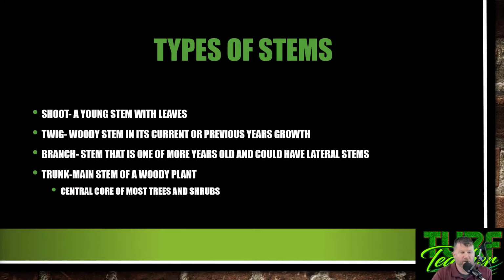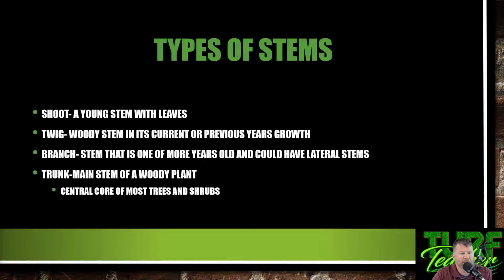Types of stems, we have a shoot. This is a young stem with leaves. A lot of people want to prune these out of the trees. You want to get rid of those shoots that are sticking out, especially at the bottom of some of the trees. A twig is a woody stem in its current or previous year's growth, so a fairly young piece of wood. A branch is a stem that is one or more years old and could have lateral stems.